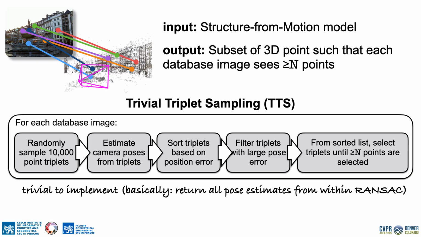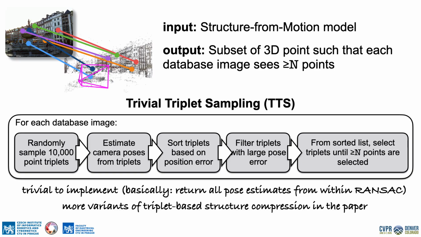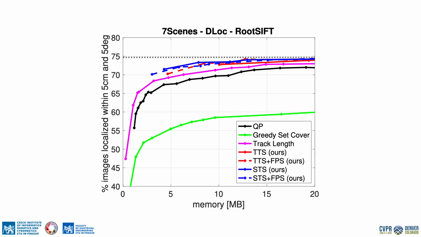This is trivial to implement, and we actually propose multiple variants in the paper that we are not going to discuss here. We compare our compression scheme, which are the blue and red curves, against prior work on structure compression on multiple datasets. Here the x-axis shows memory consumption and the y-axis is pose accuracy, the percentage of images localized within a given error threshold. Better results are at the top and to the left. Each method has a single parameter to control memory consumption, and we obtain curves by varying this parameter.